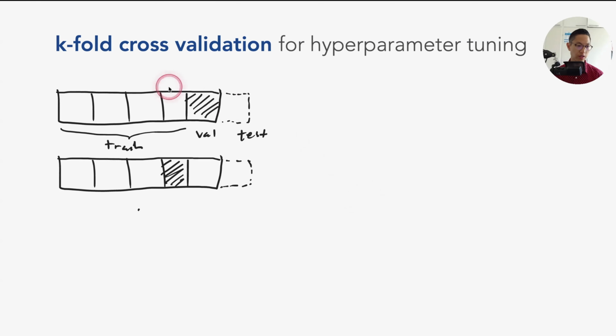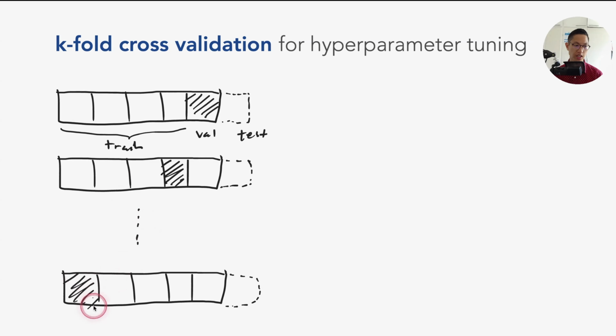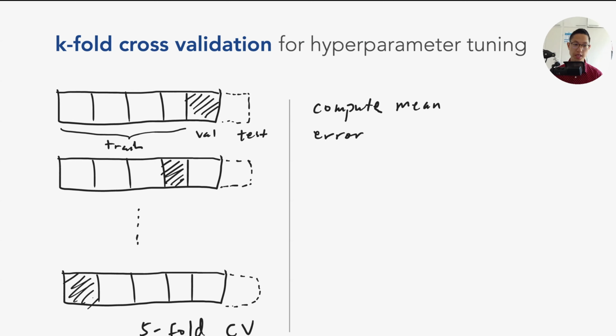Here, to see it in a figure, we have train, that is this part, and then we have validation as one part. And then you change the validation to another part. The test part we don't touch yet. Here you train on all these white ones, and the black one is validated on. And then you change the hyperparameter again and again until you reach the end, and you have another validation here, and you train on these ones. And this is 5-fold cross-validation, and you compute the mean error.